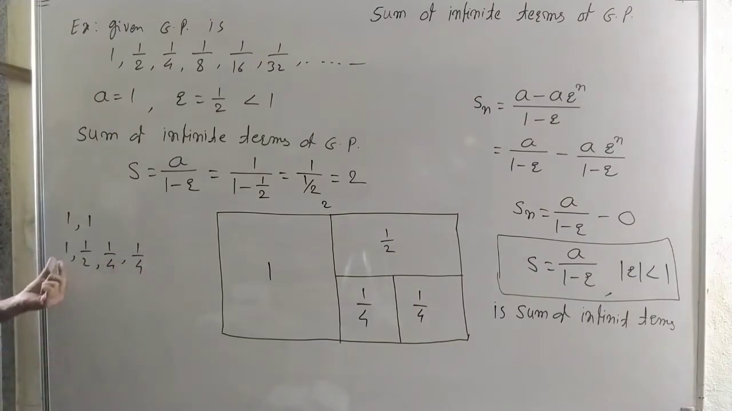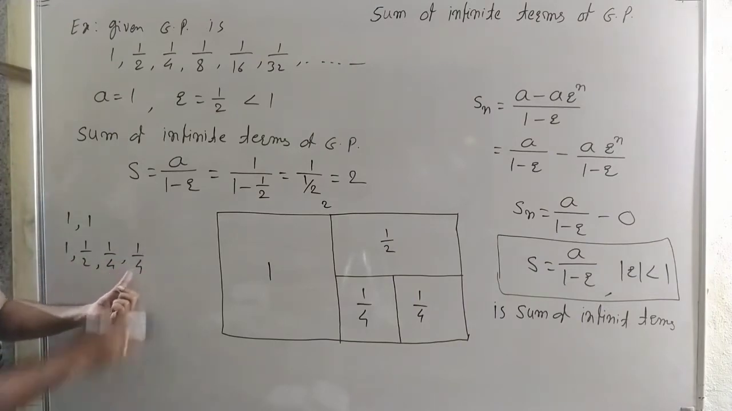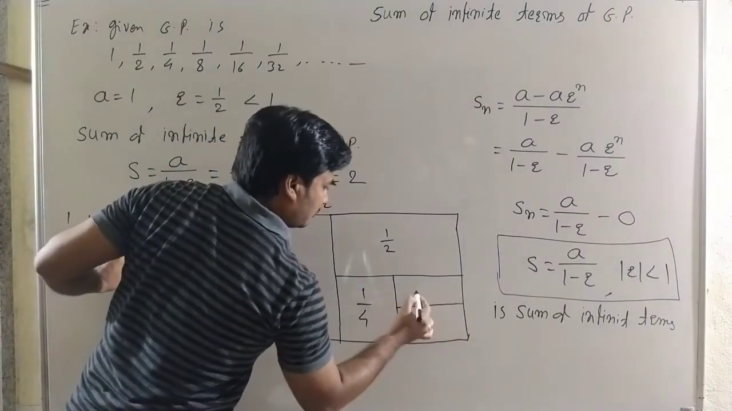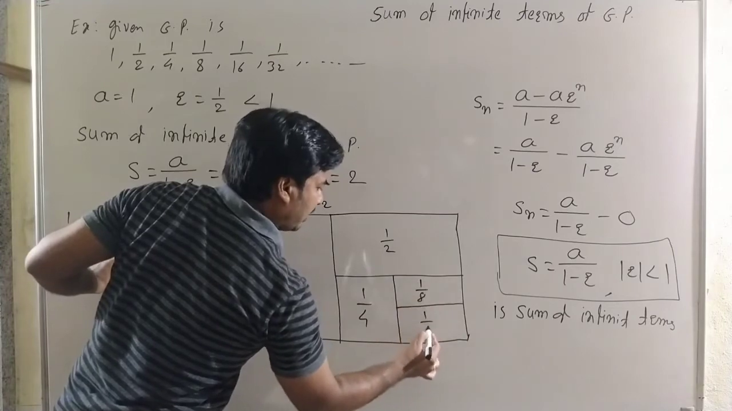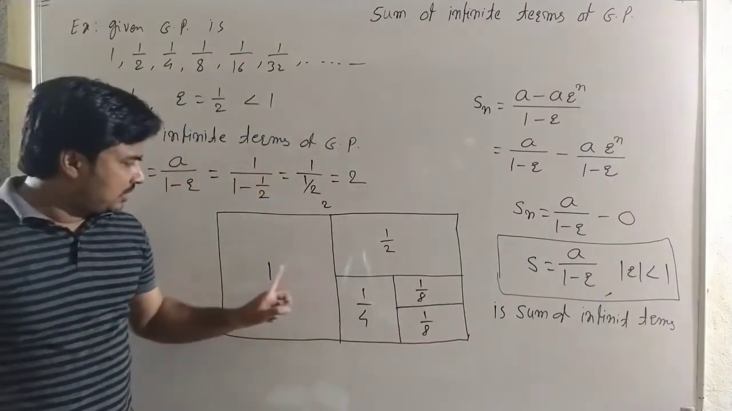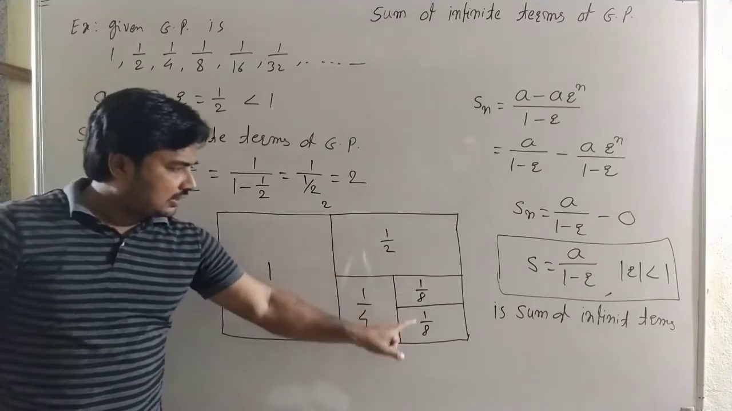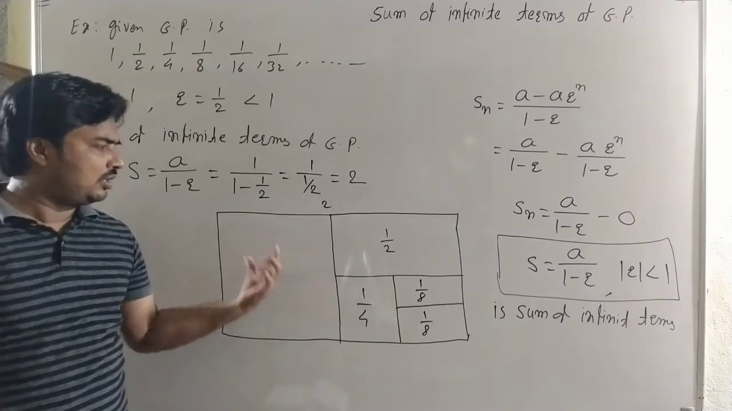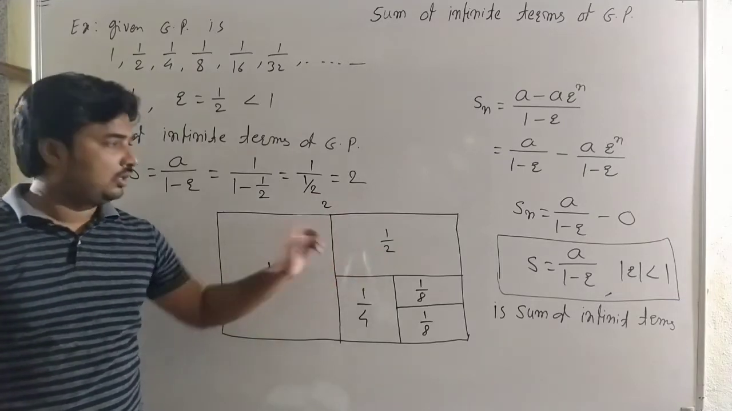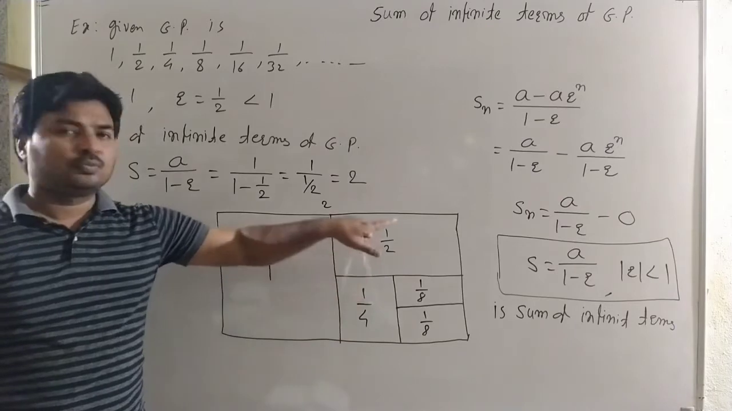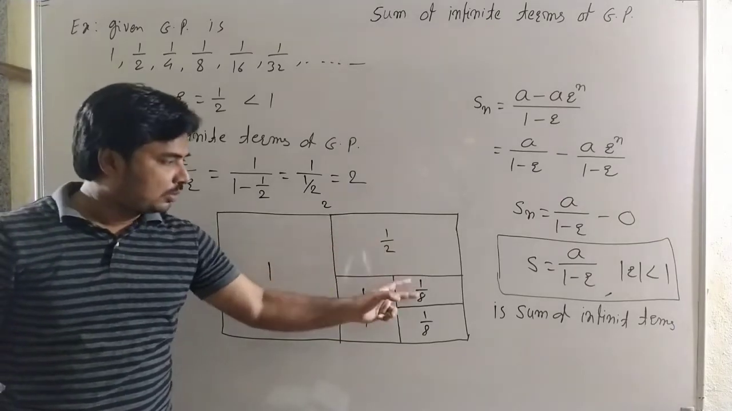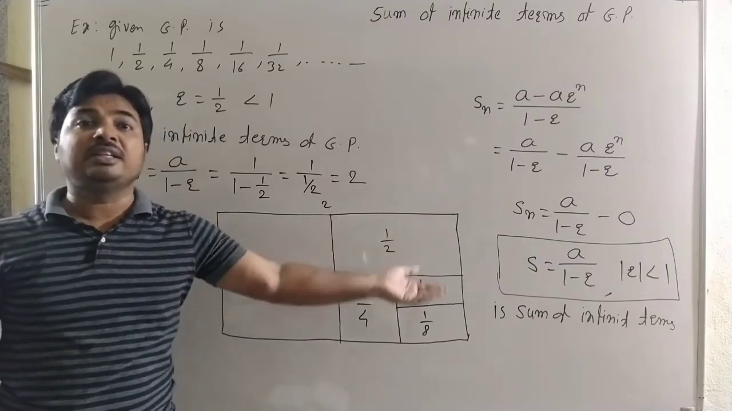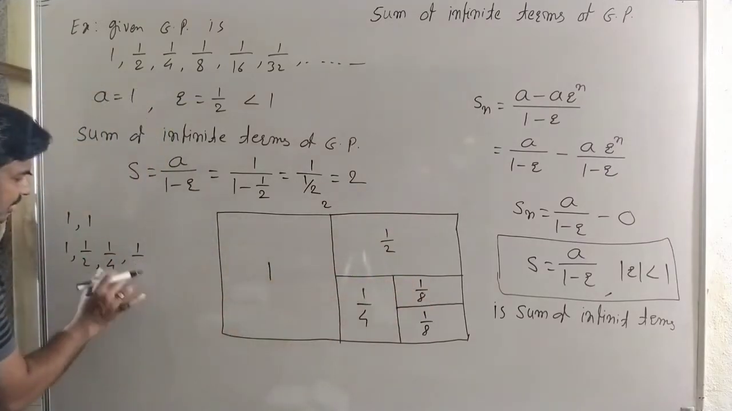Here 1 by 2, 1 by 4. Here again this 1 by 4 we can take in two parts, that means 1 by 8 and 1 by 8. See carefully, that means the addition of all the areas is 2, but the number of terms is increasing. First it is 1, 1, the two terms, then 1 by 2, 1 by 4, 1 by 4, then 1 by 4 becomes 1 by 8, 1 by 8, and then this 1 by 8 becomes 1 by 16, 1 by 16. The terms are increasing.